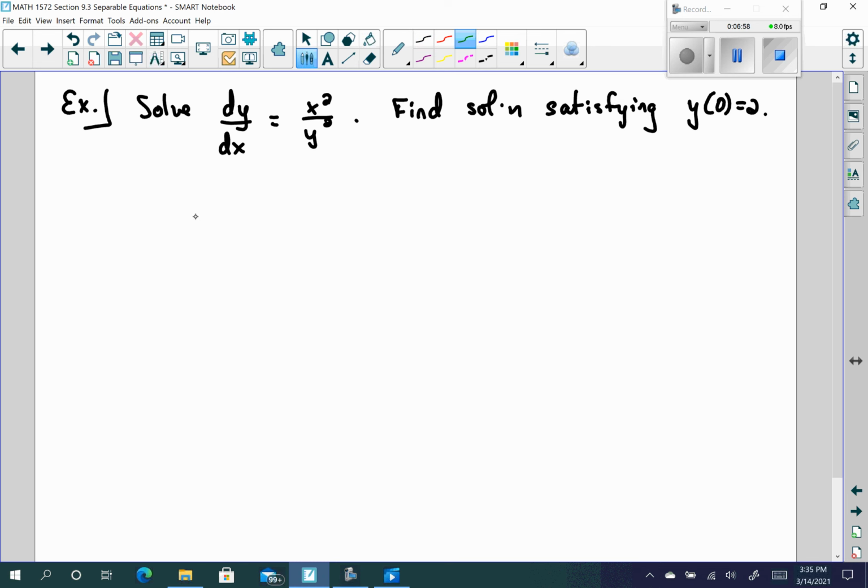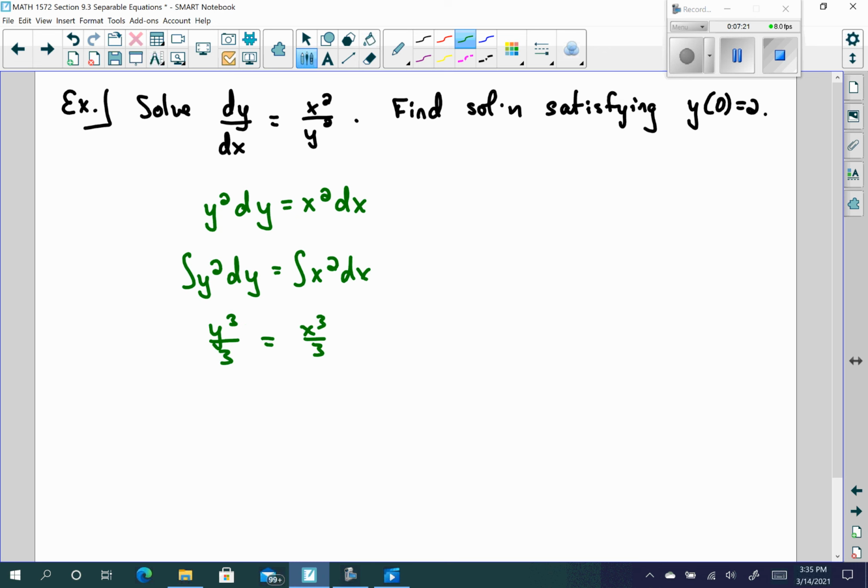We want to get anything that has a y with it on one side. So I'm going to multiply both sides by y squared. So we'll get y squared dy is going to equal x squared dx. We'll take the integral of both sides. So we're going to get y cubed over 3 equals x cubed over 3 plus c.